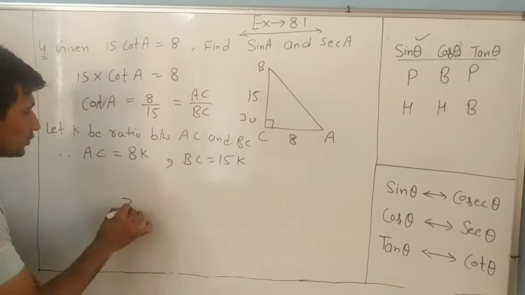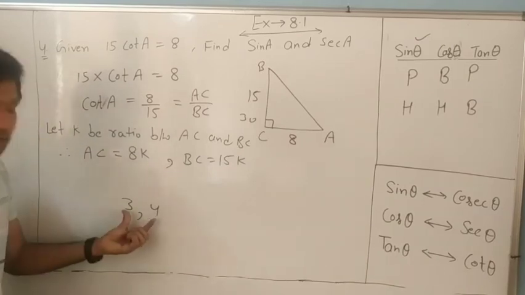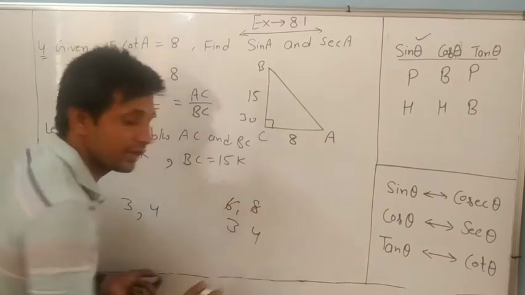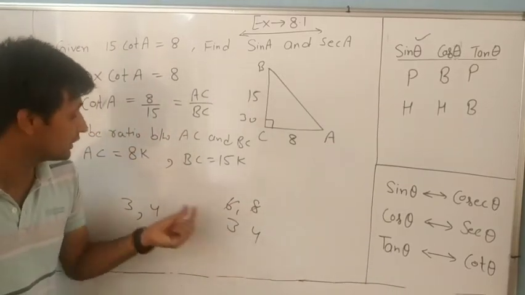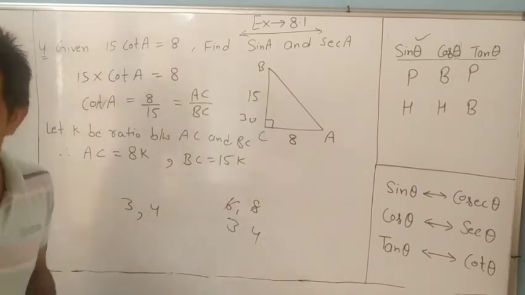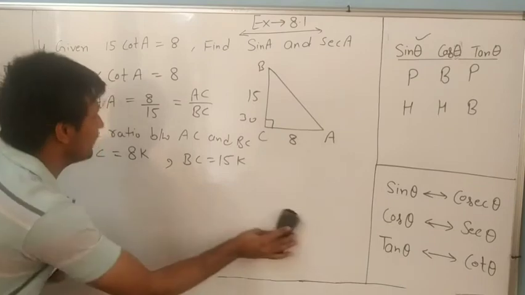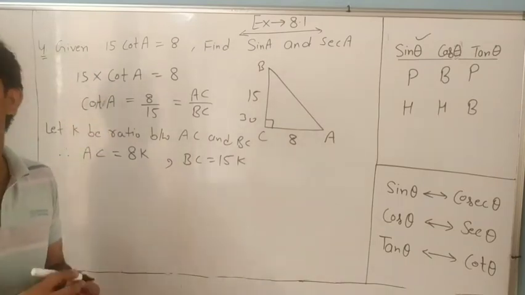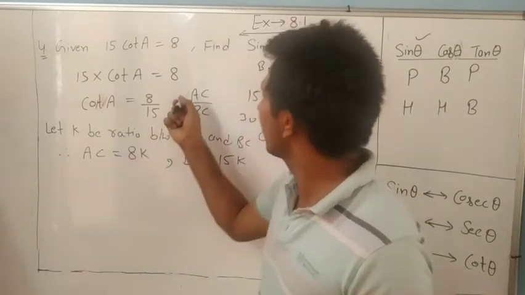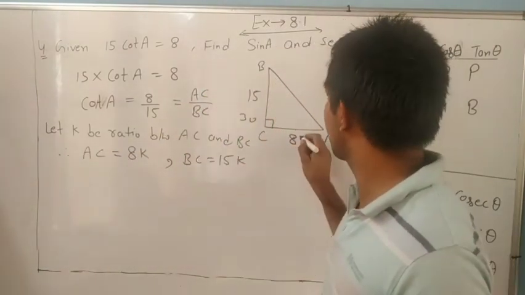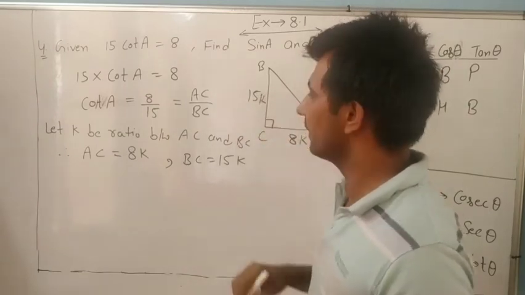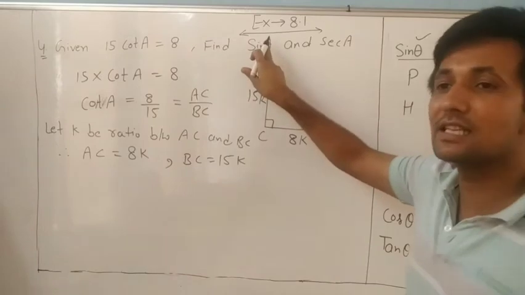If I take two sides 3 and 4, their ratio is 3 to 4. Maybe it is 6 and 8, then also the ratio is 3 and 4. So we don't know whether these two sides are 6 and 8 or 3 and 4. We cannot say. So we will always take the common ratio as k, x, y, z, any. So the common ratio is k, and it means this is 8k and this is 15k.